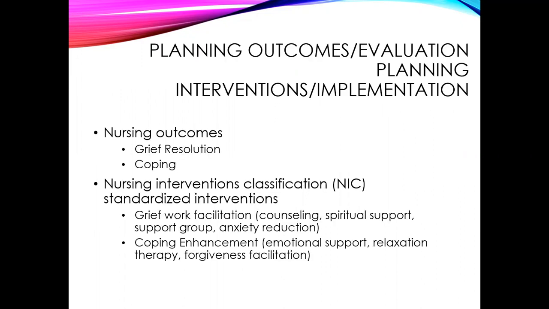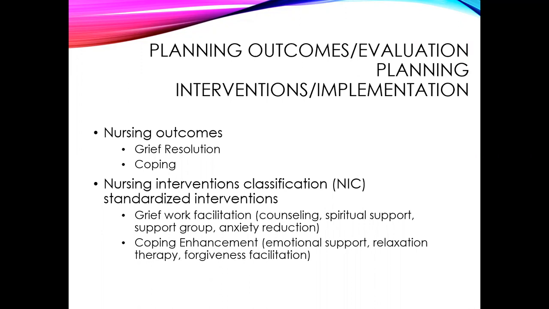And then when we want to start to plan our outcomes, the overall big goal is that we want them to be able to cope, right? We want them to cope. We want them to process appropriately through the stages of grief. If they need to, we want grief resolution. They might need social support. We want them to express positive expectations about the future if that is appropriate.